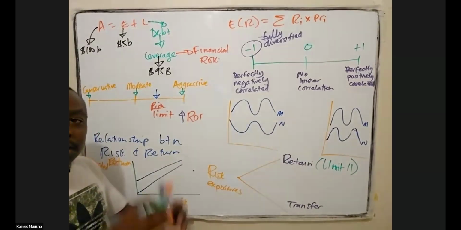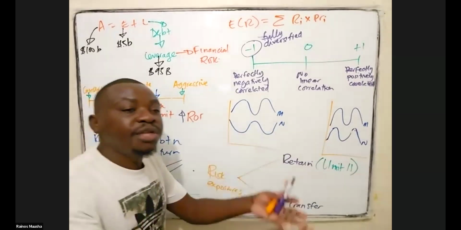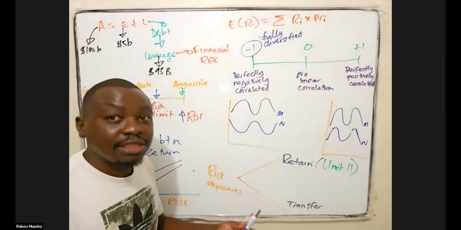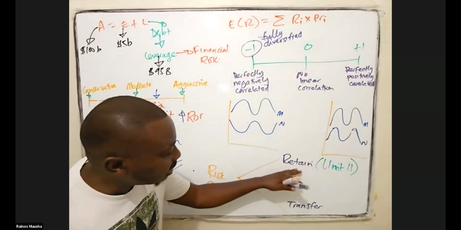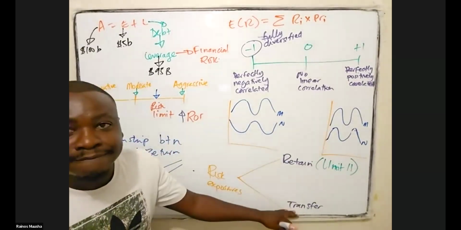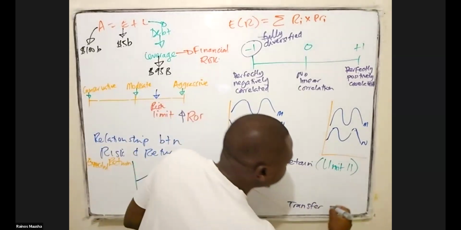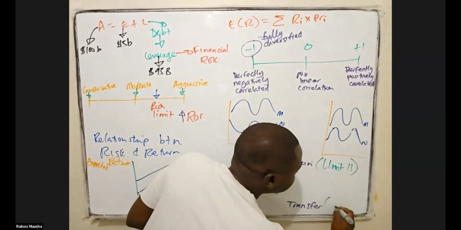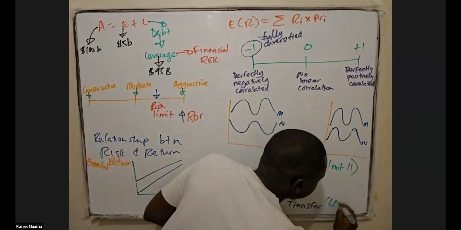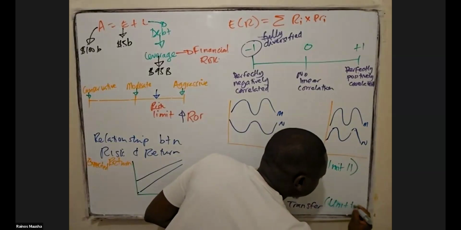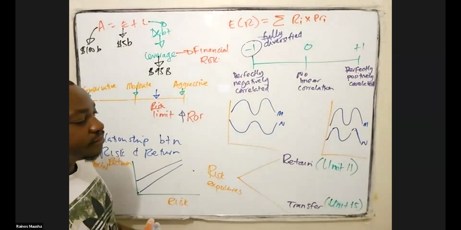Remember, we said the risk manager identifies, evaluates, and communicates the risk exposures to the board and top management. So the board will now have to choose whether we should retain the risk or transfer the risk. If they choose to transfer the risk, we are going to look at it in study unit 15.